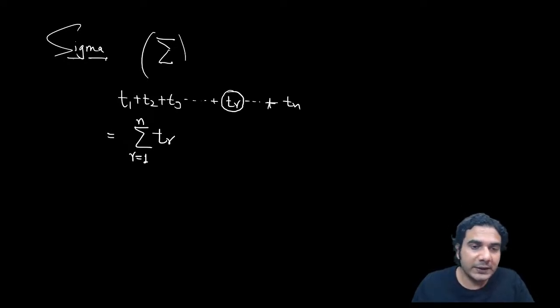All right. So what is this written? Sigma tr means summation of all the terms in which r is varying from 1 to n. All right. This is sum of all the terms.